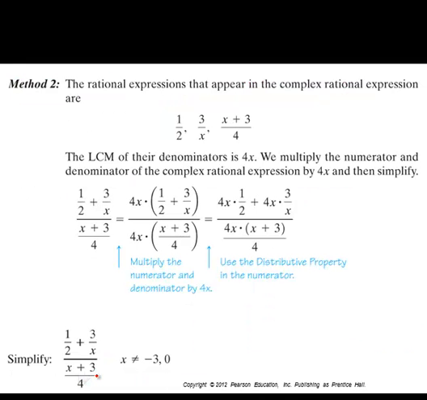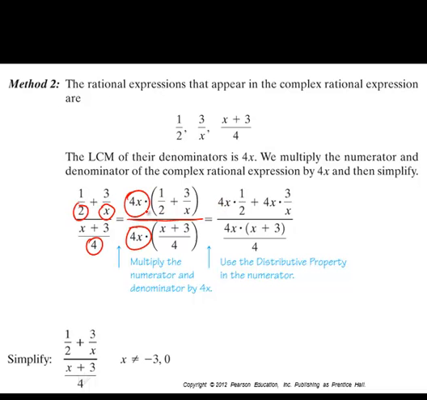Moving along here. The second method tells us to multiply the numerator and denominator of our complex fraction by the LCD for all of the small fractions involved. So here's the same example as we saw for the first method, but look at all the denominators. There's a denominator of 2, of x, and a 4. So the LCD, meaning the least common multiple of those three numbers, is going to be 4x. So multiply the numerator and denominator of the large fraction by 4x.